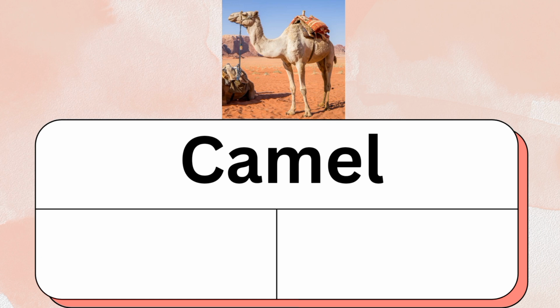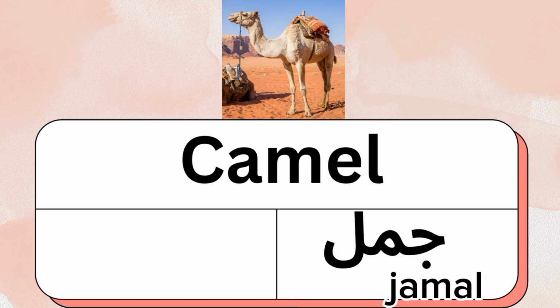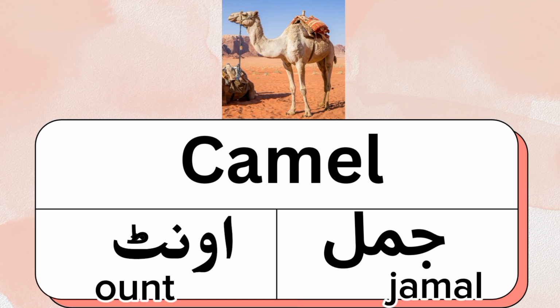In English, camel. In Arabic, jamal. In Urdu, oont. Camel, jamal, oont.